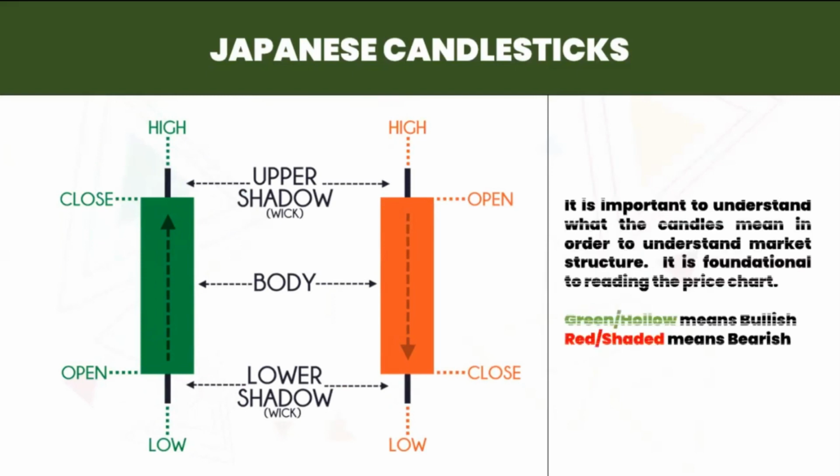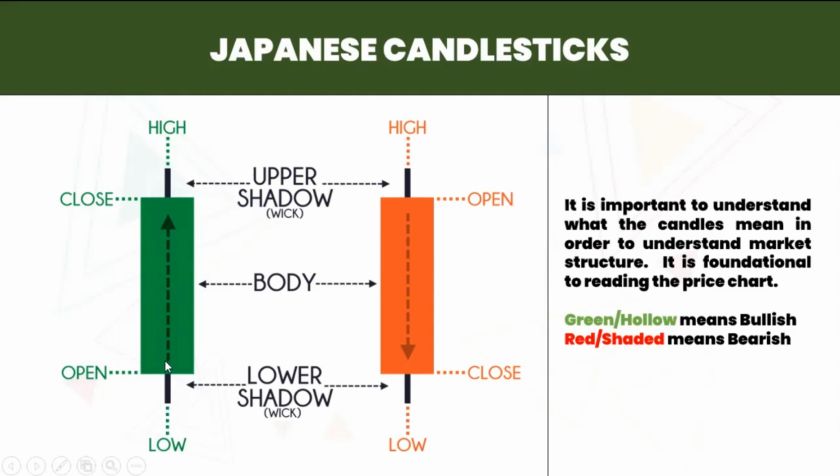It is important to understand what the candles mean in order to understand market structure. It is foundational to reading the price chart. You understand? The green color candle, which sometimes can be represented as a hollow candle in some charts, that is in the black and white chart, represents a bullish candle. The word bullish means the market is going upward, just as you can see represented in the body of this candle. So you can see the arrow pointing up.